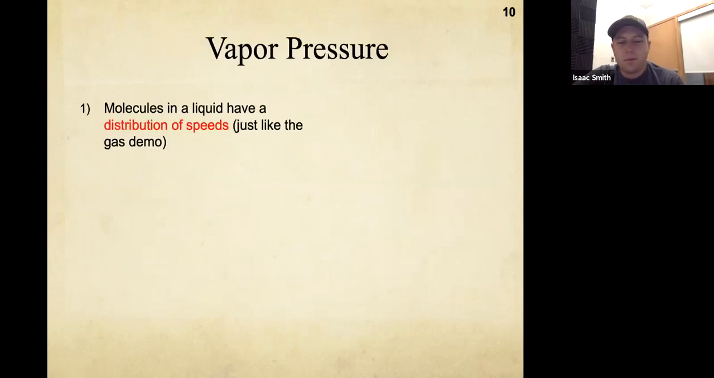All right, vapor pressure. This is a concept you're going to want to understand, and I think it's interesting too. It'll explain some of the stuff that you've probably noticed before but didn't know how to explain. Molecules in a liquid have a distribution of speeds. You've probably seen distribution curves like this, where most of the molecules are in this center spot. Remember, speed is related to kinetic energy, which is related to temperature.